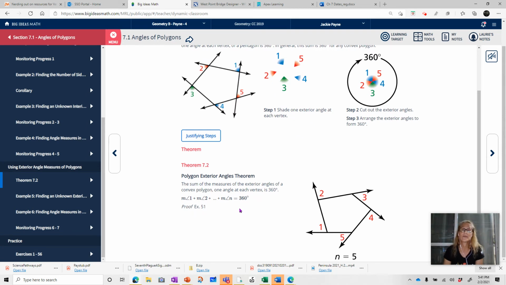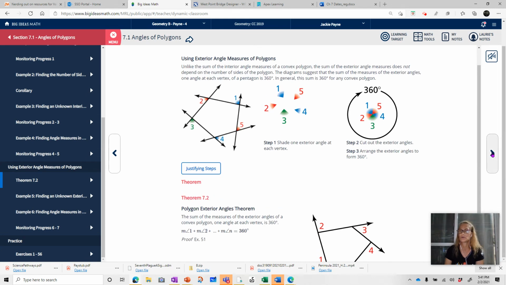Now that leads us to a theorem, which is the Polygon Exterior Angles Theorem. The sum of the measures of the exterior angles of a convex polygon, one angle at each vertex, is 360 degrees. So as you can see here, this is a pentagon where n equals 5. If you add the measure of angle 1 plus the measure of angle 2 plus the measure of angle 3 plus the measure of angle 4 plus the measure of angle 5, you're going to get 360 no matter what. If it's a hexagon with 6, it would be all that with 6. There's the example 51 is the proof in your book. So let's look at how this works.